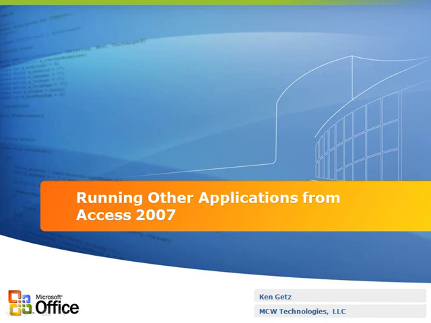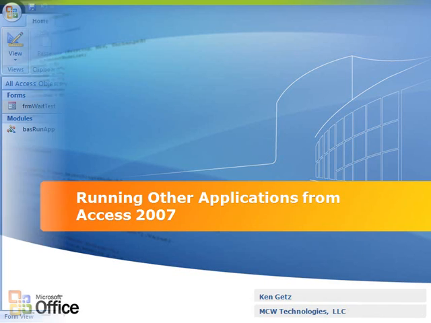In this presentation, you'll learn to run other applications from within Access 2007. Actually, that's pretty easy. There's a shell command that lets you run other applications. The problem is when you want to run another application and stop and wait for that application to be done before going on with your work in VBA code. That's what we'll focus on in this demonstration.